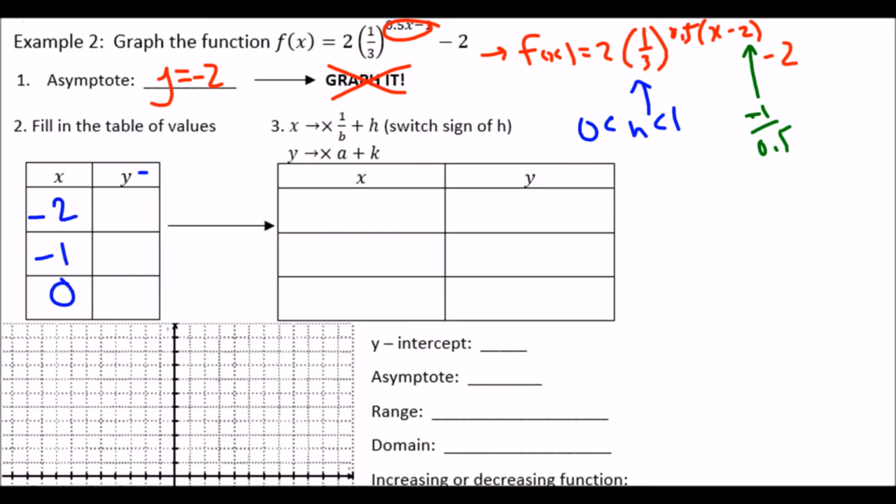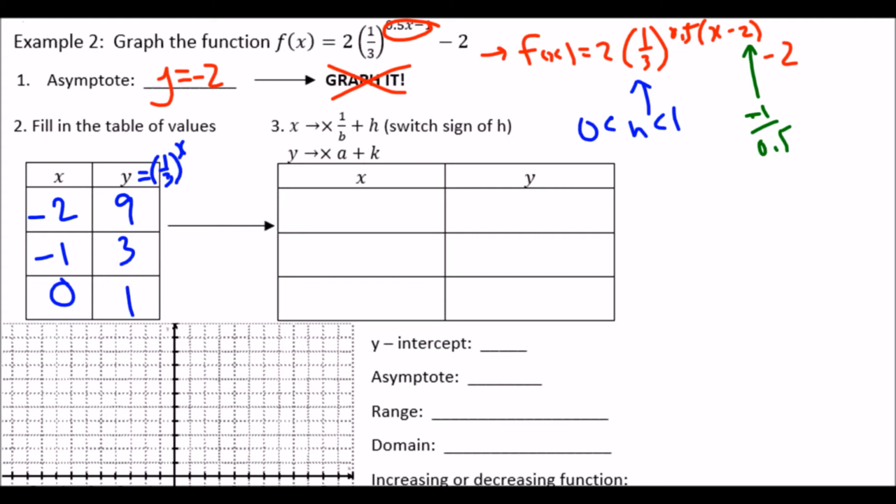Y here is going to be equal to 1 over 3 to the exponent x. So here I'm going to have 1 over 3 exponent of -2, that's 9. 1 over 3 to the -1, that's 3. And then anything exponent of 0 is 1. So 3 and 1. All right.